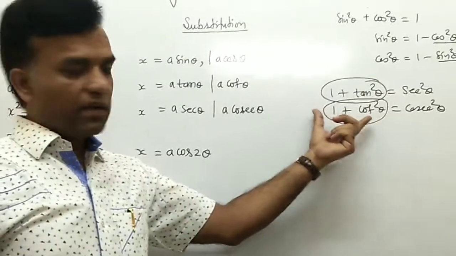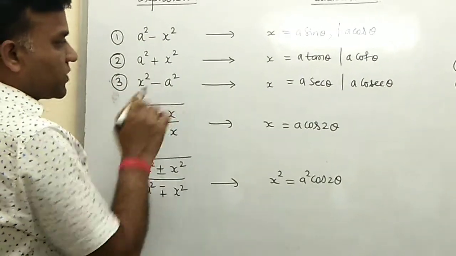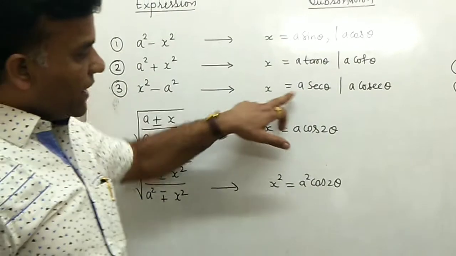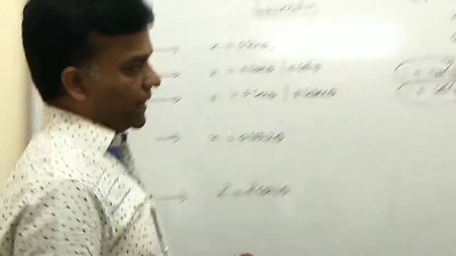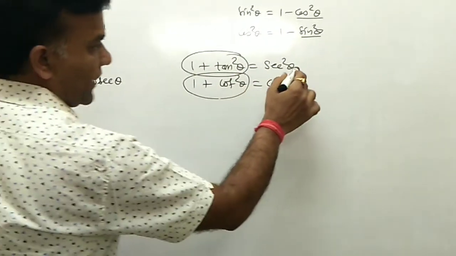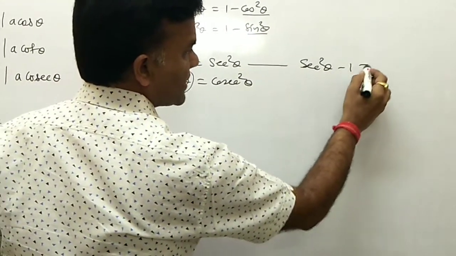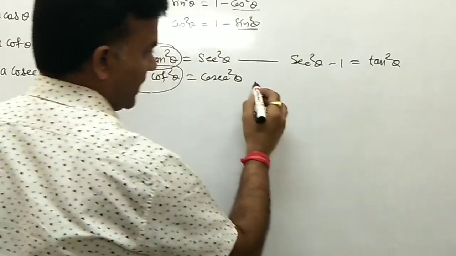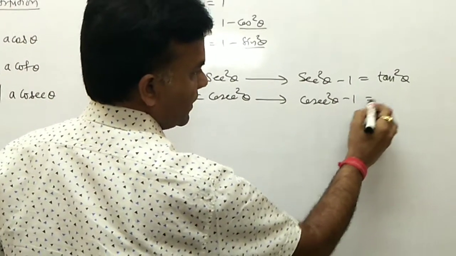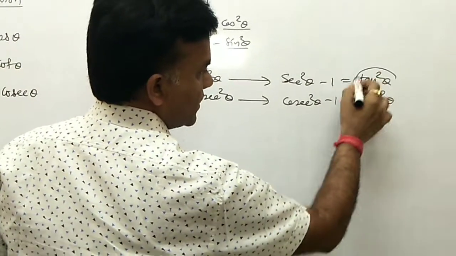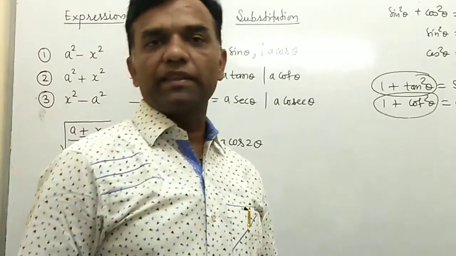Therefore I revise the concept of trigonometrical identities. Now the same concept for the third, x square minus a square. Here we have x equal to a sec theta or a cosec theta. Why do we use a sec theta and a cosec theta? Because of the identity sec square theta minus 1 equal to tan square theta, and similarly cosec square theta minus 1 equal to cot square theta. So you get a single term, tan square or cot square.